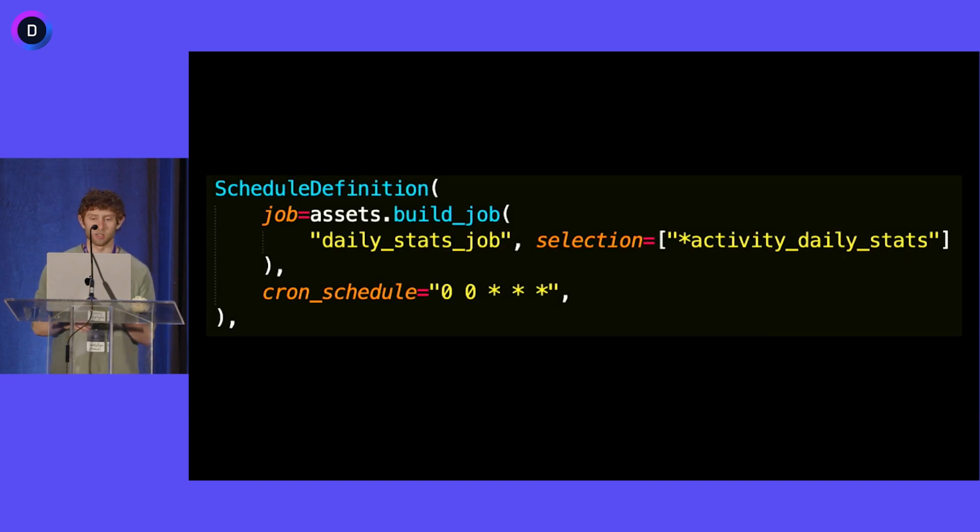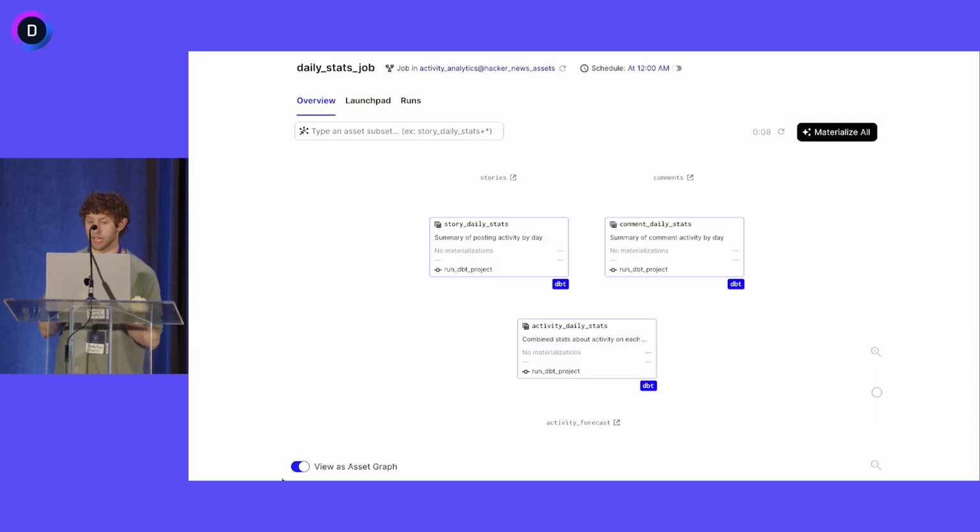This code tells Dagster to run a job every day at midnight, and that job materializes a subset of the assets in our asset graph. So it targets assets, not tasks. Here's what this scheduled job looks like in Dagster's UI.